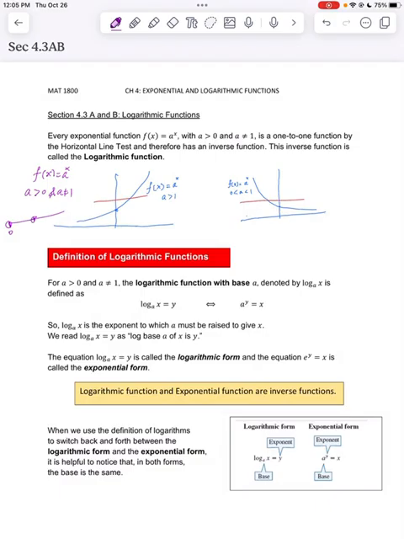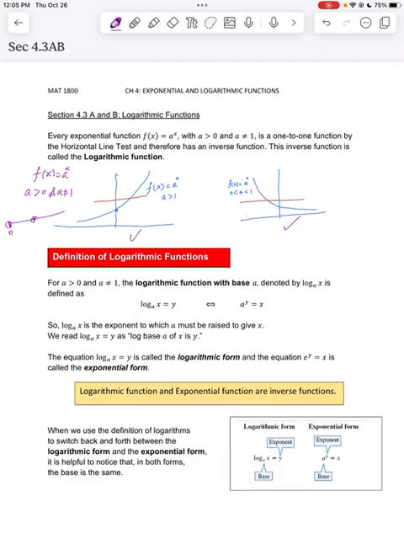When a is between 0 and 1, the shape of the graph looks like this, and if a is greater than 1, then the shape looks like this. But if you notice, in both cases, when we apply the horizontal line test, the function is 1 to 1. When a function is 1 to 1, we can find the inverse of the function. So now we define the inverse of this function as the logarithmic function.